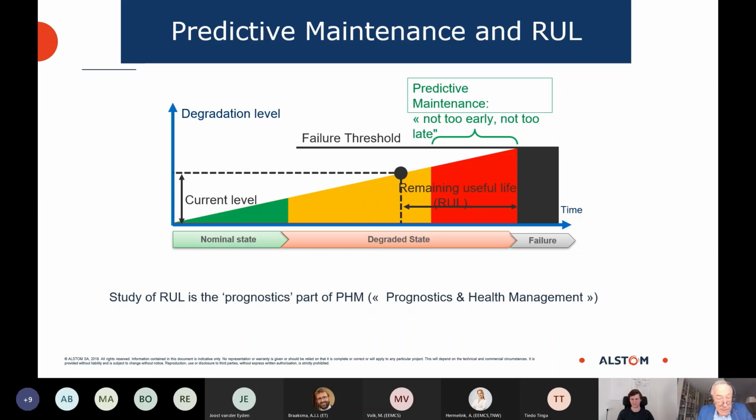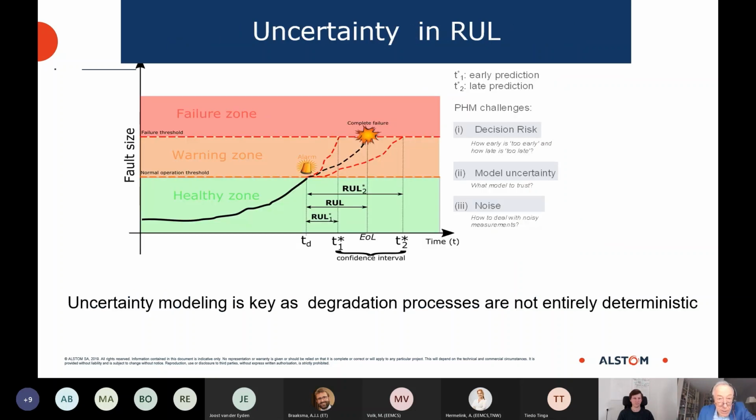And the idea of predictive maintenance is to perform maintenance not too early, so as not to do excessive, costly systematic maintenance, but also not too late, so as to avoid the failure. So the concept of RUL, how much time we still have, is obviously fundamental. And there is uncertainty. RUL is not just a number, it has to be presented with a confidence interval because there are several sources of uncertainties. Uncertainty in the model parameters, uncertainty in the measurements, and uncertainty in the future load of the asset.